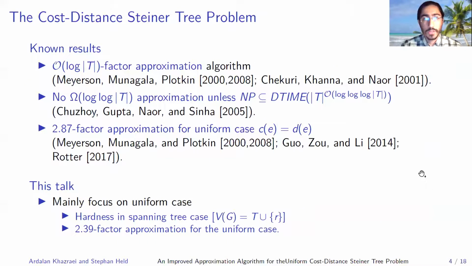Previous known results for the cost-distance Steiner tree problem include an O(log t) factor approximation, an Omega(log t) inapproximability, and a 2.87 factor approximation for the uniform case, that is, when the edge costs are equal to edge delays for all edges throughout the entire graph. Now, in this talk, we will mainly focus on the uniform case and first prove that it remains NP-hard in the case where all vertices other than the root are terminals, and then improve upon the constant factor approximation.